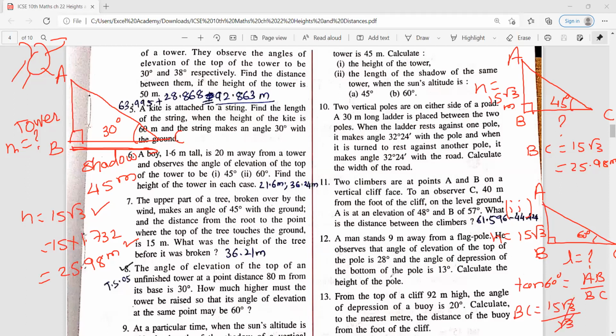That's why I said, while doing calculations, use the 15 root 3 value. Don't use 25.98, it will cause trouble. Don't do that. So 15 meters will be the answer. No doubt you have to write the answer in decimal up to 2 decimal places, but while using that value, use 15 root 3. Much better. Is this clear? Is the question clear to everyone?